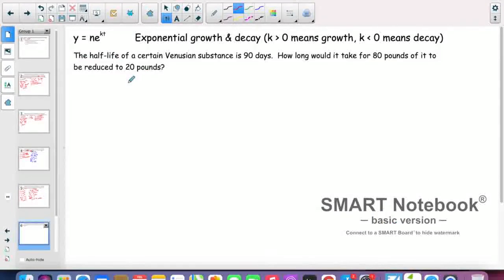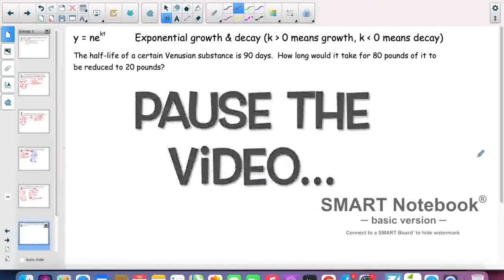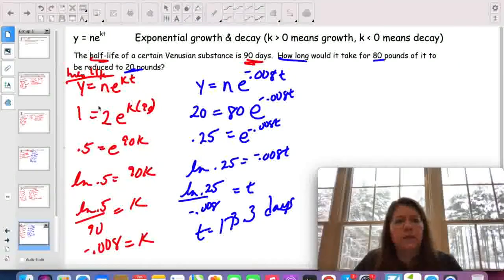The half-life of a certain radioactive substance is 90 days. How long would it take for 80 pounds of it to be reduced to 20 pounds? All right, go ahead and pause the video, see if you can get this one done on your own, and then we'll go over it in a few minutes.